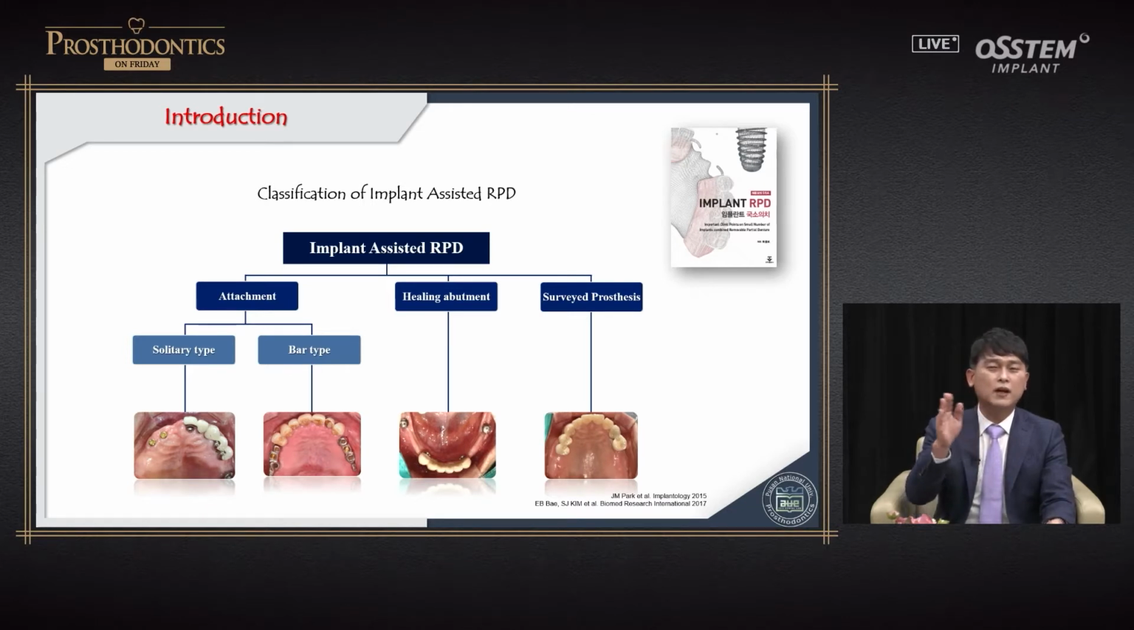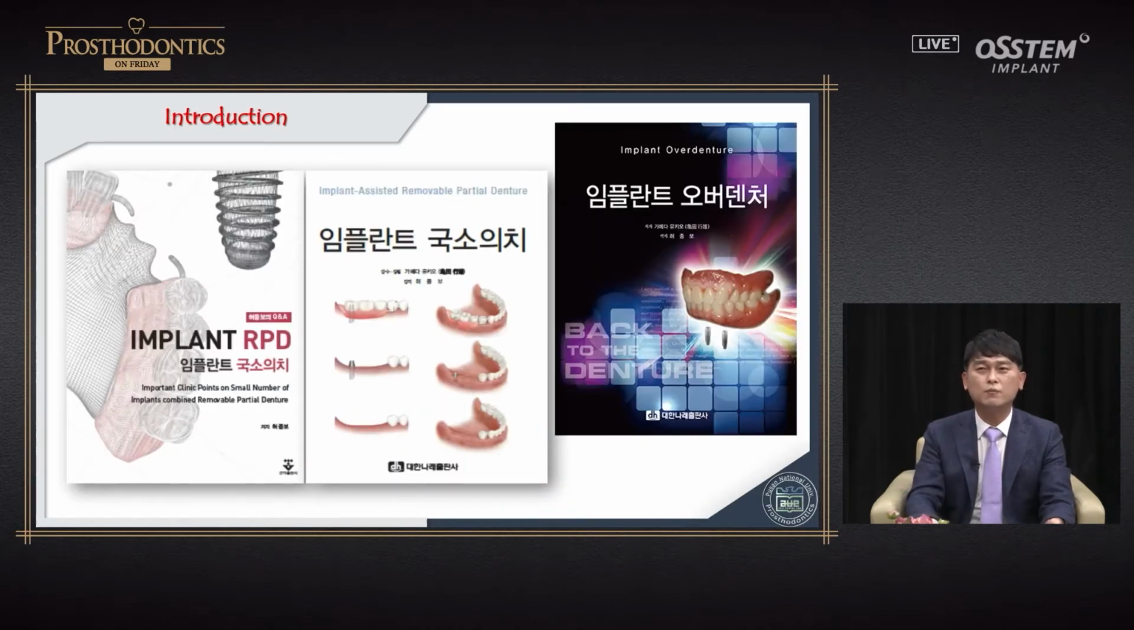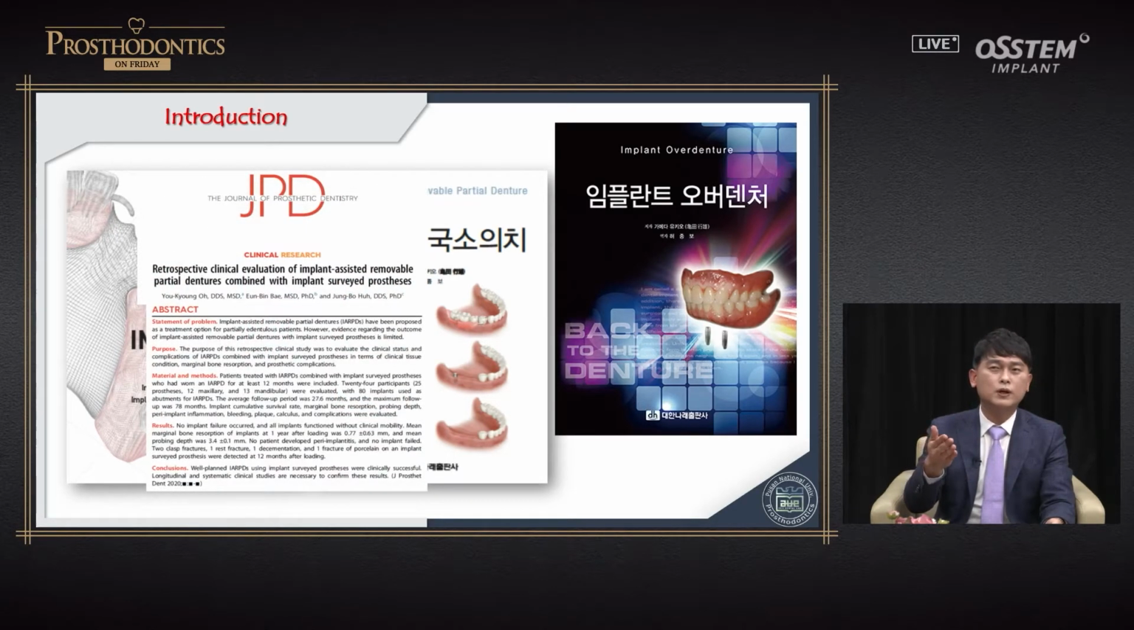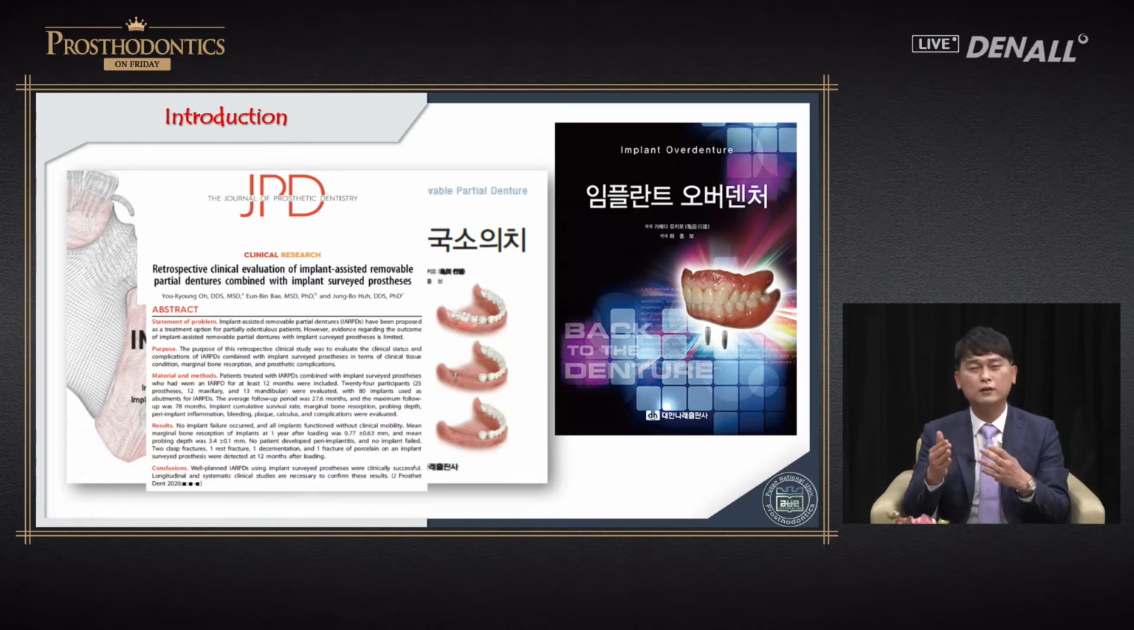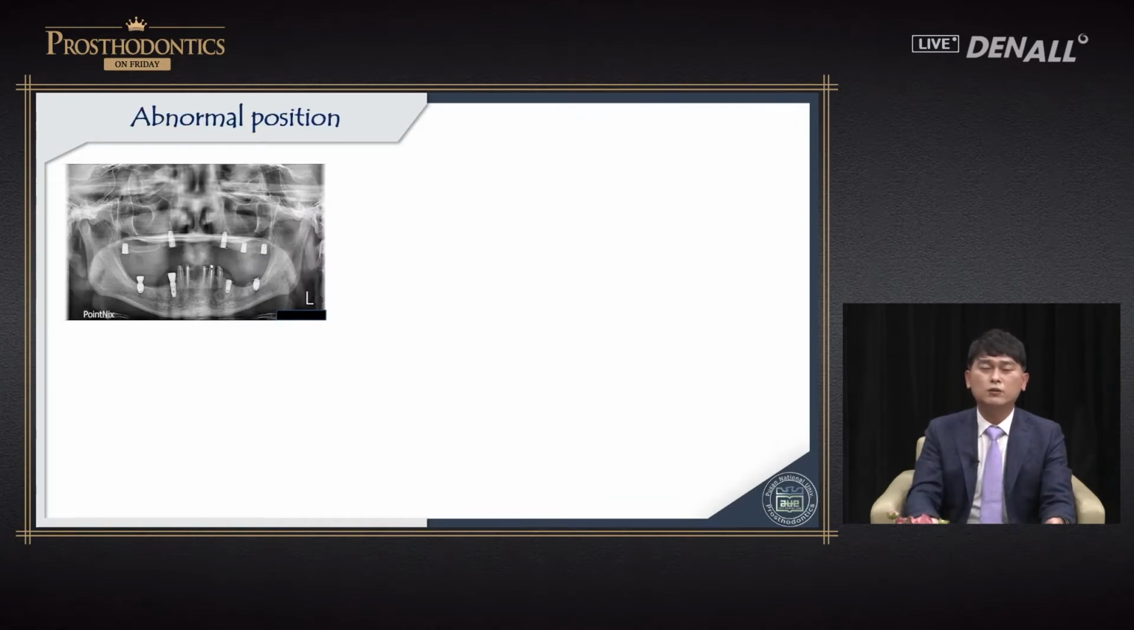Among them, I believe you heard many lectures on others, but today I'm going to focus on the bar type. I wrote many books and I have thought about how to advance my clinical practice. And in our university, when we do surveyed crown or when we use attachment, we studied the prognosis and we write clinical papers when it is combined with an implant. The prognosis seems to be very good as a conclusion. Still, we lack a lot of evidence, but it is getting more and more reliable procedure.